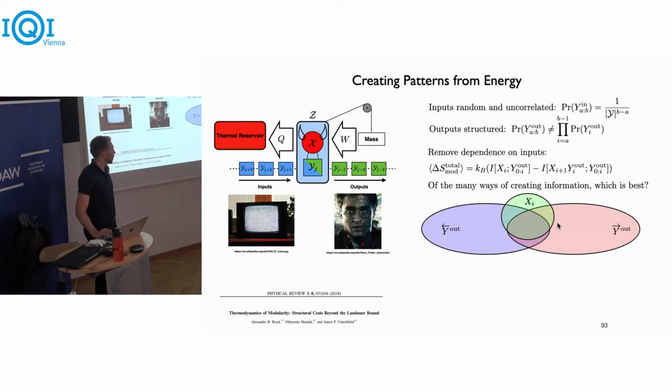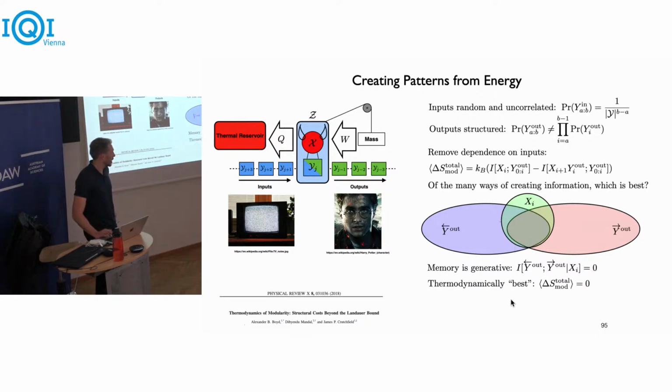Well, we have our hidden state of the ratchet, of the transducer, and similar to being non-anticipatory, we have the requirement that the memory has to be generative. That is a requirement for creating a process. And so it must contain all this information. And then we apply what's the thermodynamically best model.